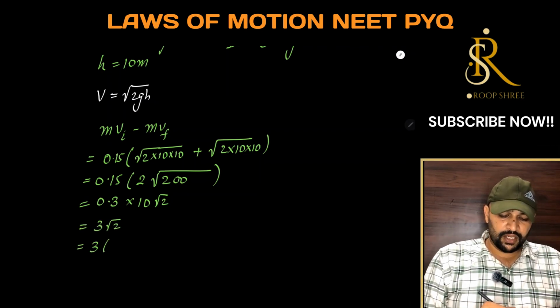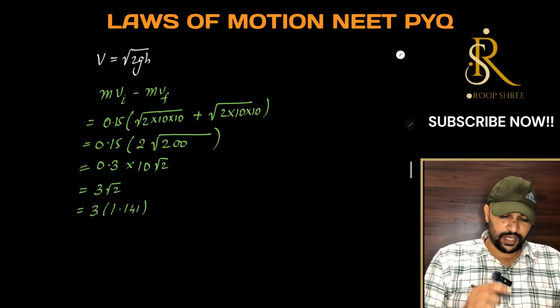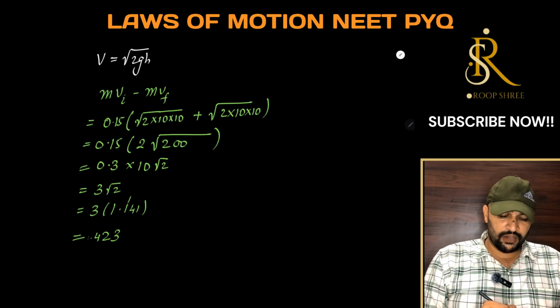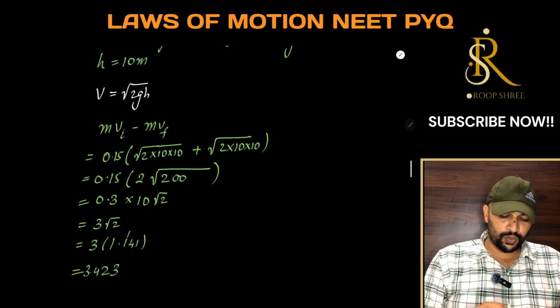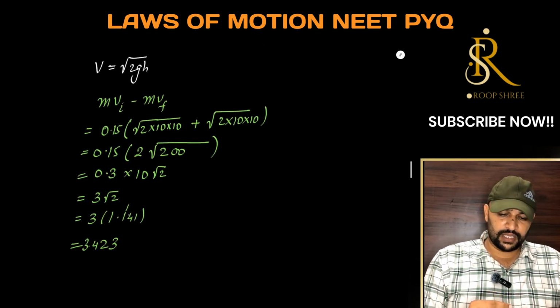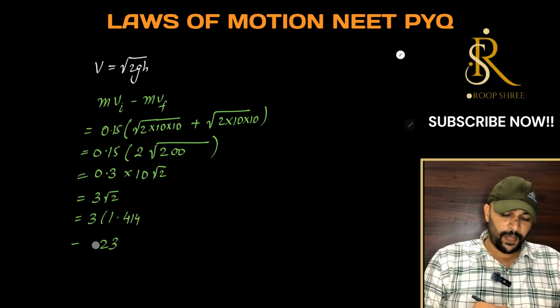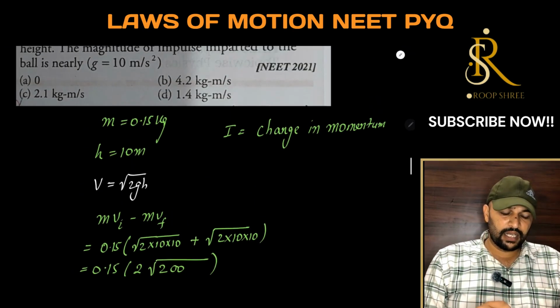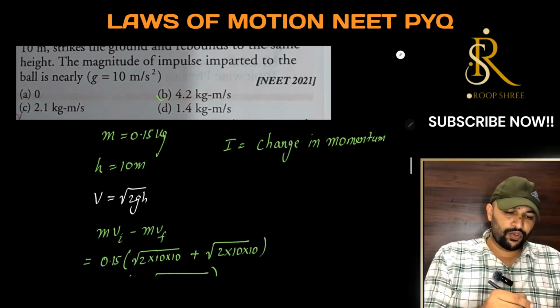And root 2 is nothing but 1.141. So that will give us 3 1s are 3, 3 4s are 12, 3 1s are 3, which is 3.423. Oh, I think I have taken the wrong root 2 value, there is a mistake. It's 1.414, not 1.141, correct? So now when you multiply, 3 4s are 12, 3 1s are 3, and 4 more, we get 4.2, that will be our impulse in kg meter per second. So 4.2 is option B.